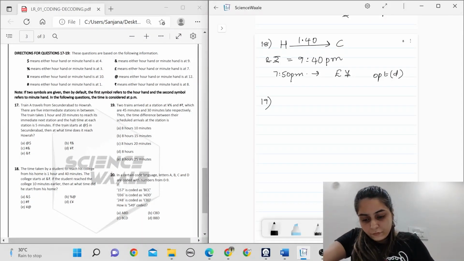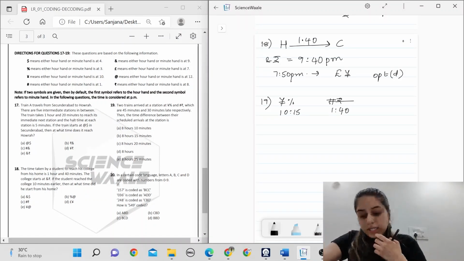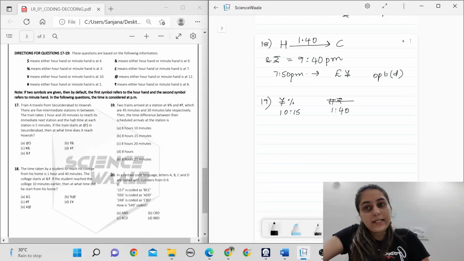So they have told us one train arrives at one coded time, the other train arrives at another coded time. The first is 10:15 and the second is 1:40. They arrived at 10:15 and 1:40 respectively at the station, but they are 45 minutes and 30 minutes late respectively.